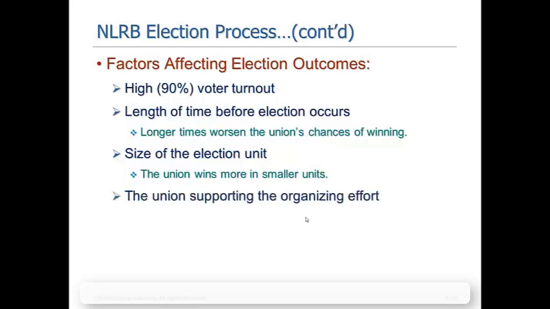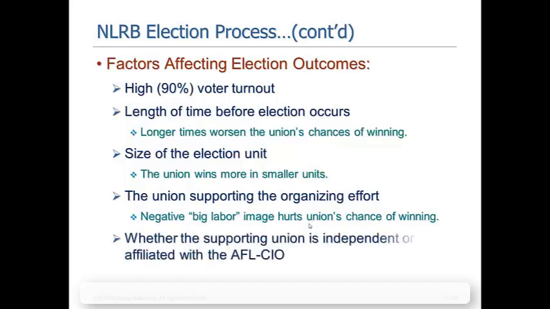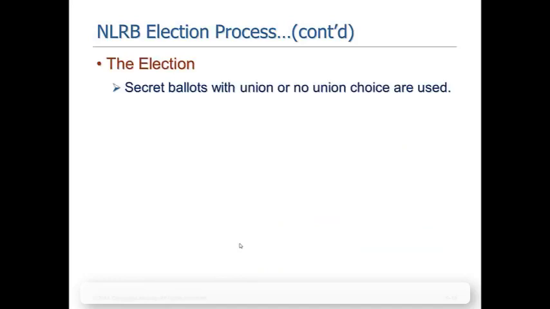Now, the type of union supporting the organizing effort can have an effect. If there is a big labor image that is negative, oftentimes that will hurt a union's chance of winning the election. And so this is consistent with this next finding that independents tend to do better than those that are affiliated with the AFL-CIO, the big labor organizations. So the election takes place, again, with secret ballots, and the choice is either union or no union.